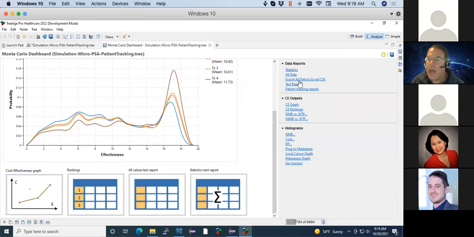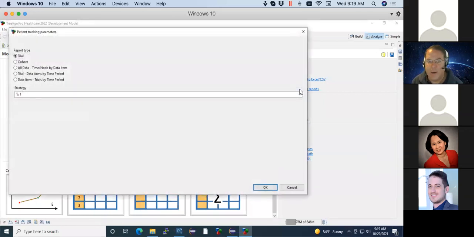In addition, there'll be more reports over here that you could run. And anything that's down here will also be repeated here. But for example, this one's set up for patient tracking reporting to record the events that occur to the patients. So I could come in here and I could say, okay, I want to see the cohort trace for treatment 4.